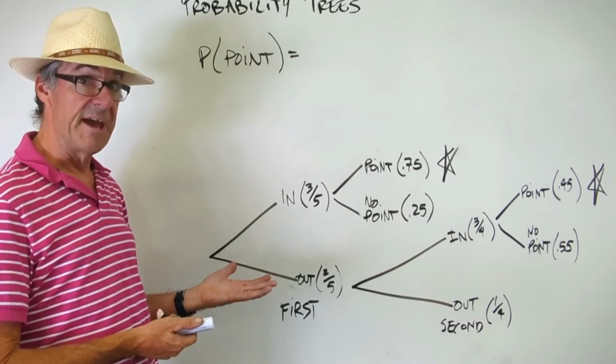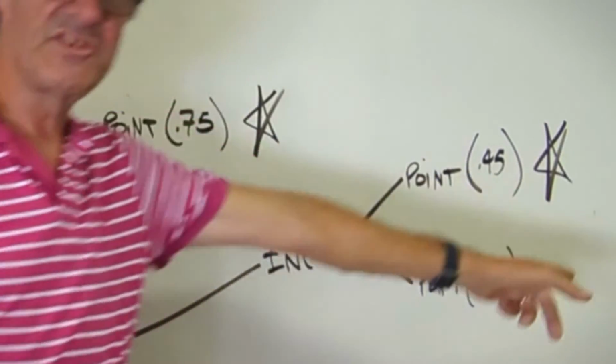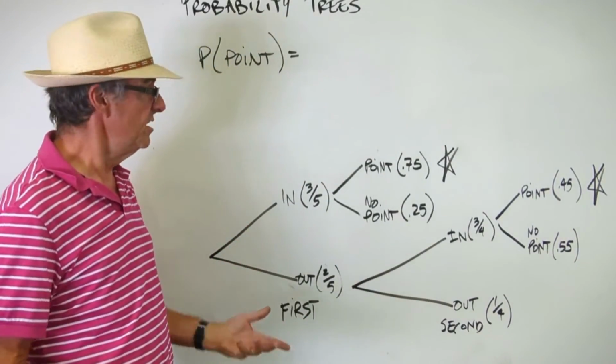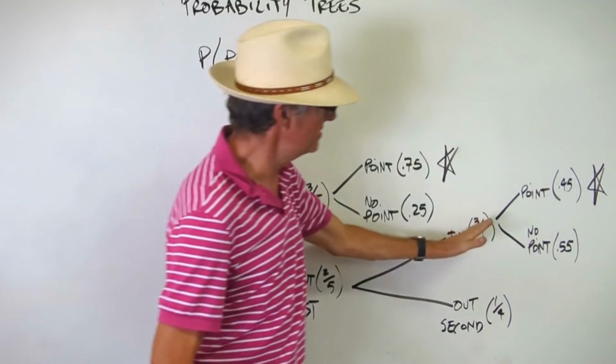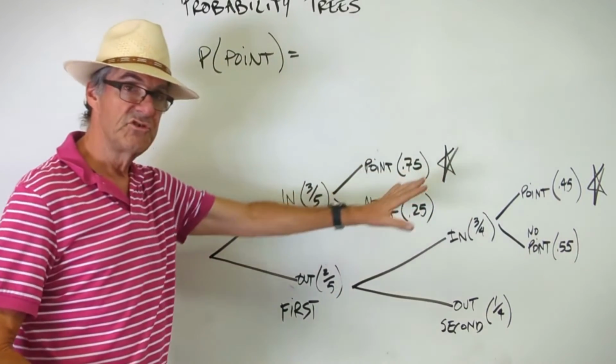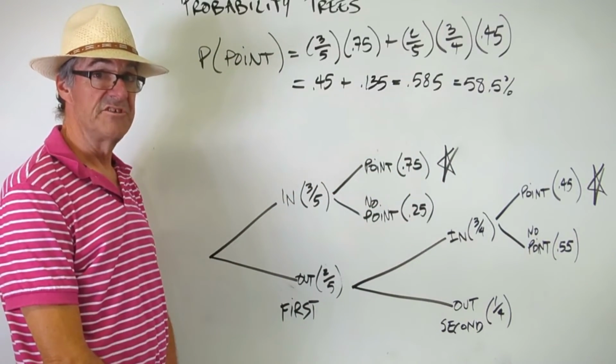So what I like to do when I'm analyzing my tree is I put stars at the end of the branches that I'm interested in. So here is in point, and then the other one is out in point. So now that you have those two branches, pause the video, calculate that probability, and come back. Let's see how you did.